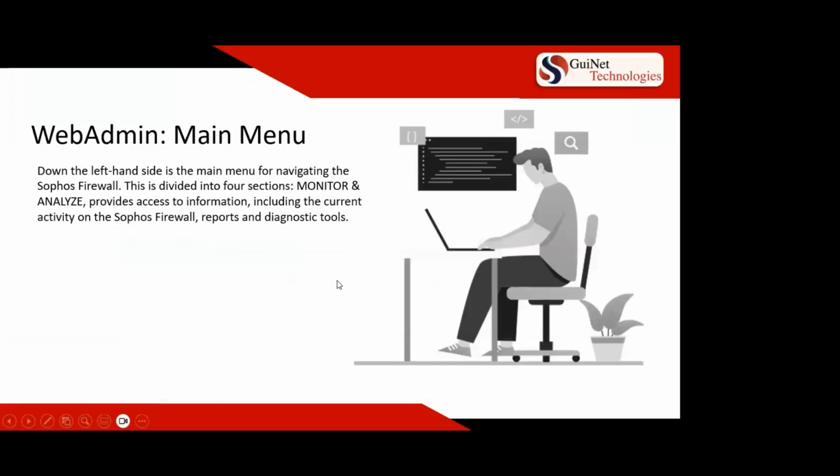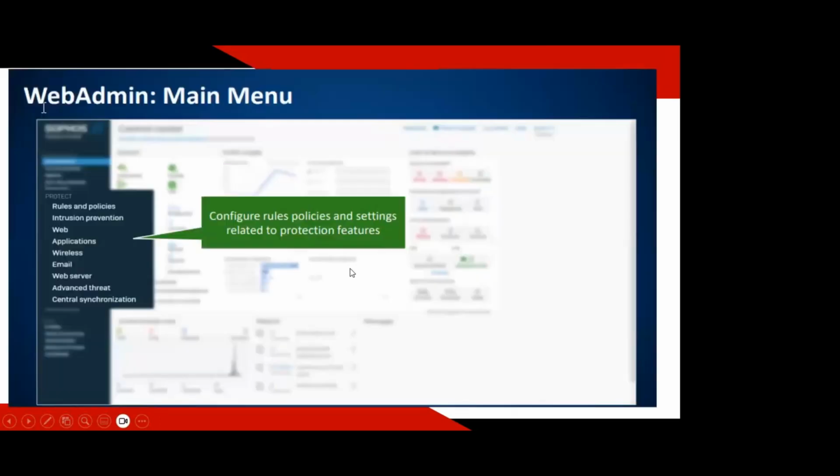Down the left hand side, in the main menu for navigation, Sophos Firewall is divided into 4 sections. Monitor and analyze provides access to information, including the current activities of the Sophos Firewall, reports, and diagnostic tools. All right, then we have protect. Under protect, we have firewall rules and policies. To understand firewall rules on the firewall, we will always go to protect, and rules and policies.